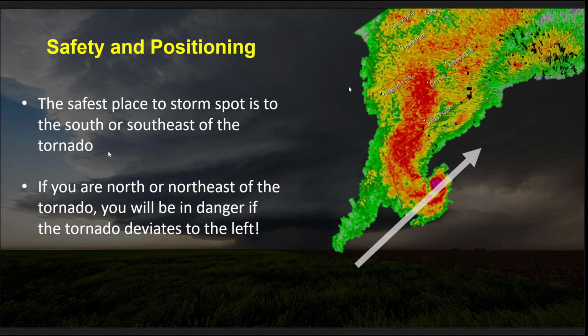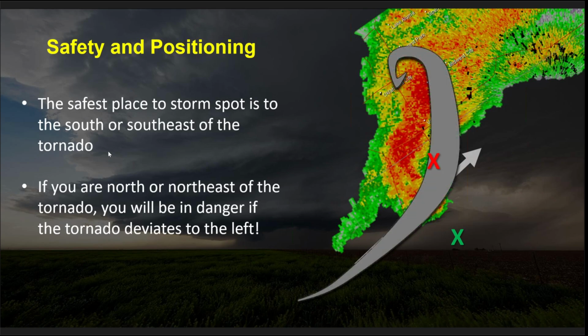This is why we bring it back to safety. The safest place to storm spot is to the south or southeast of the tornado. If you're north or northeast of the tornado, you will be in danger if the tornado deviates to the left. So you don't want to be in that red X, because if that tornado turns to the left, it's not going to be good for you. You want to be in the green area, essentially. If you're storm spotting in your vehicle, you want to be in that green X. Because if it deviates to the left and you're in that red X, the tornado would go right on top of you.